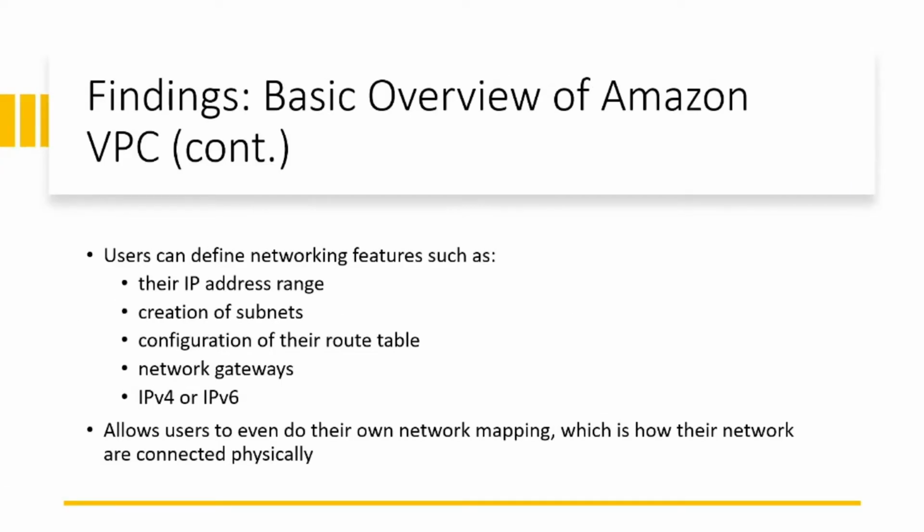So continuing on my findings, in a basic overview of VPC, users can define networking features such as their IP address range. They can create subnets. They can configure their own route table if they're feeling really bold. They can define network gateways, and they can also set IPs in either IPv4 or IPv6 format, and it will translate for them. And it allows users to do their own network mapping, which is how their network is connected physically.